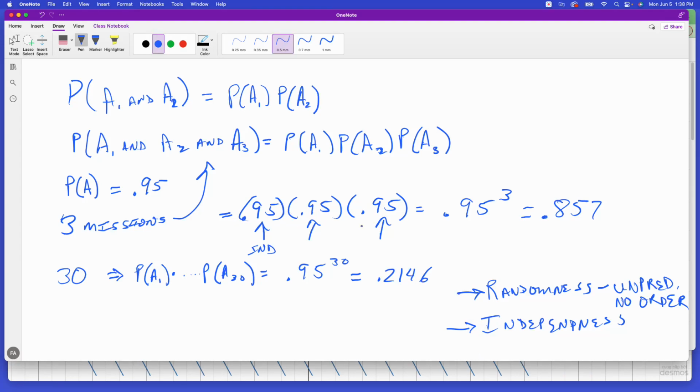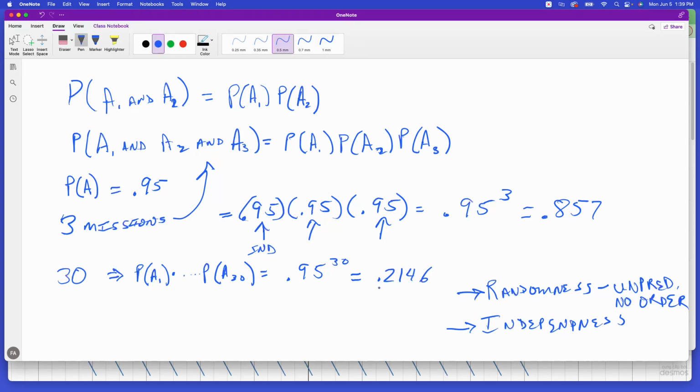This is not terribly random. 0.95 puts us in a position where this is not completely random. There's a fairly high likelihood of surviving a single mission, but still there's a 0.05 probability of not completing that mission. The idea of randomness means that that could still occur, even though the likelihood is high that you're going to survive a single mission.